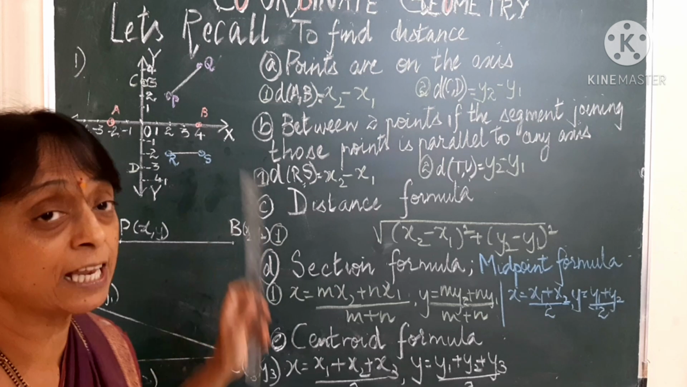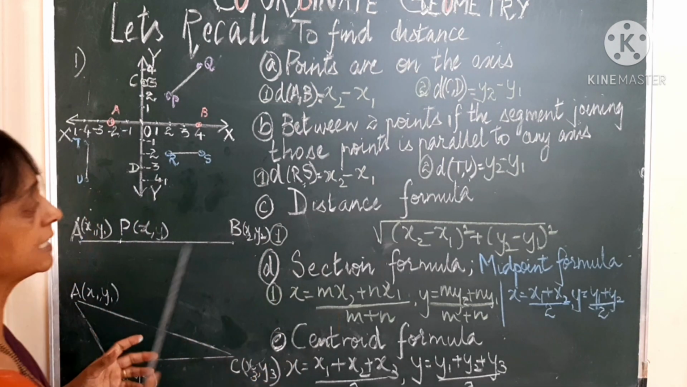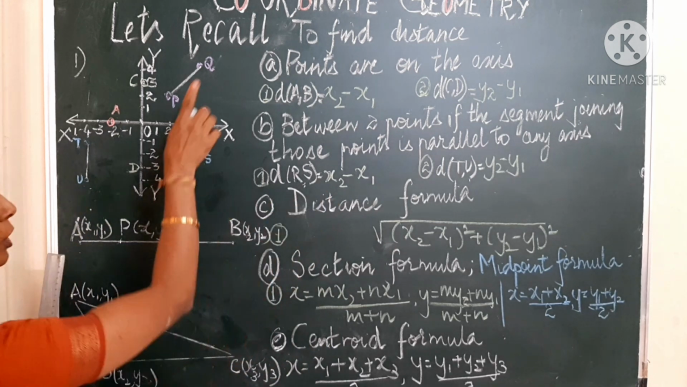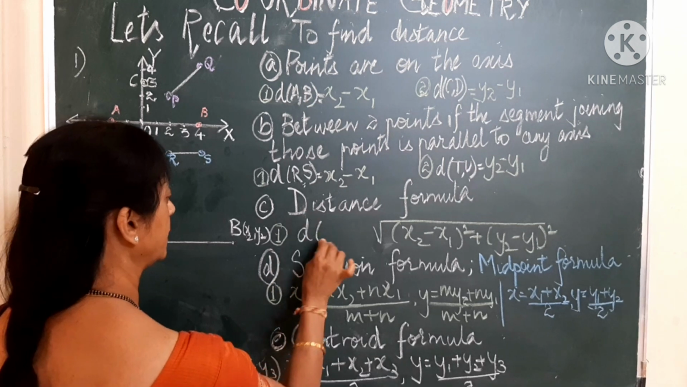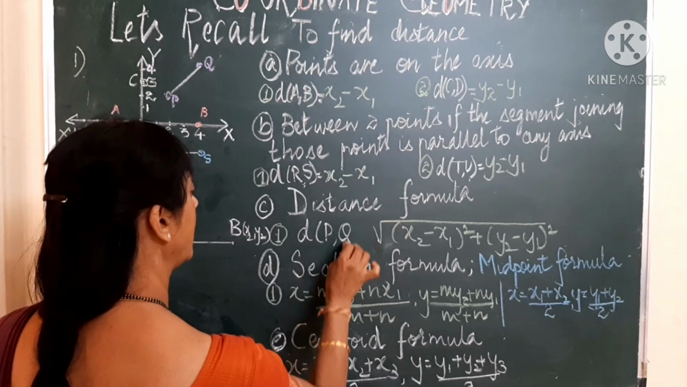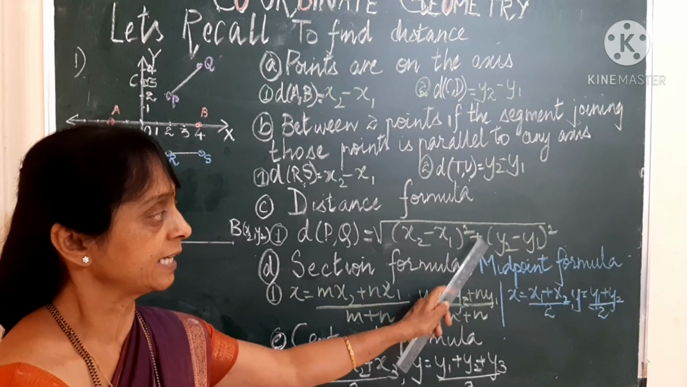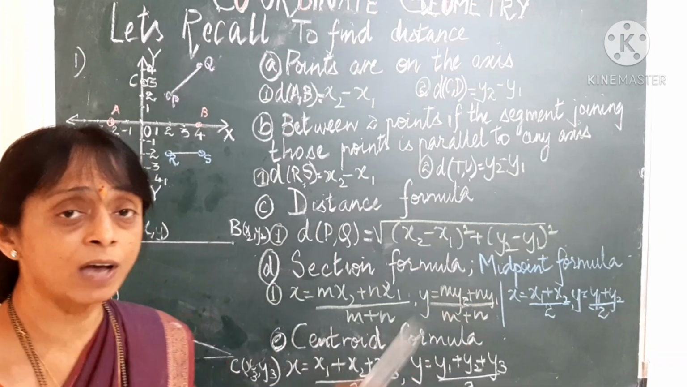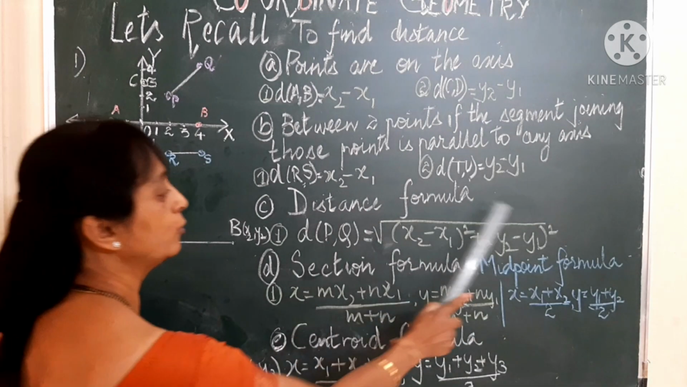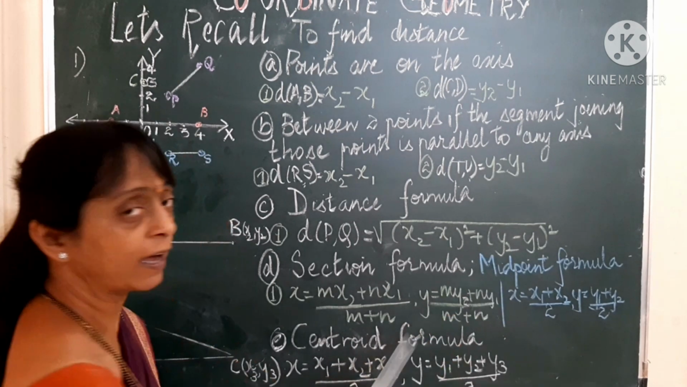Then how did you calculate? How did you derive it? And what was that formula? It was called the distance formula. How did you get the distance formula? Distance PQ in this particular case was given by the formula: square root of the sum of the squares of the differences of the x coordinates and the y coordinates. That is, square root of (x2 minus x1) the whole square plus (y2 minus y1) the whole square.